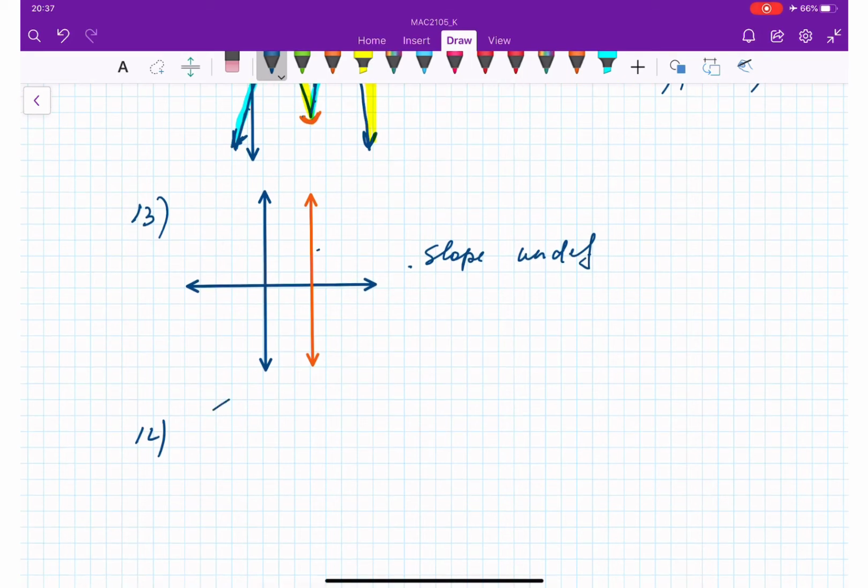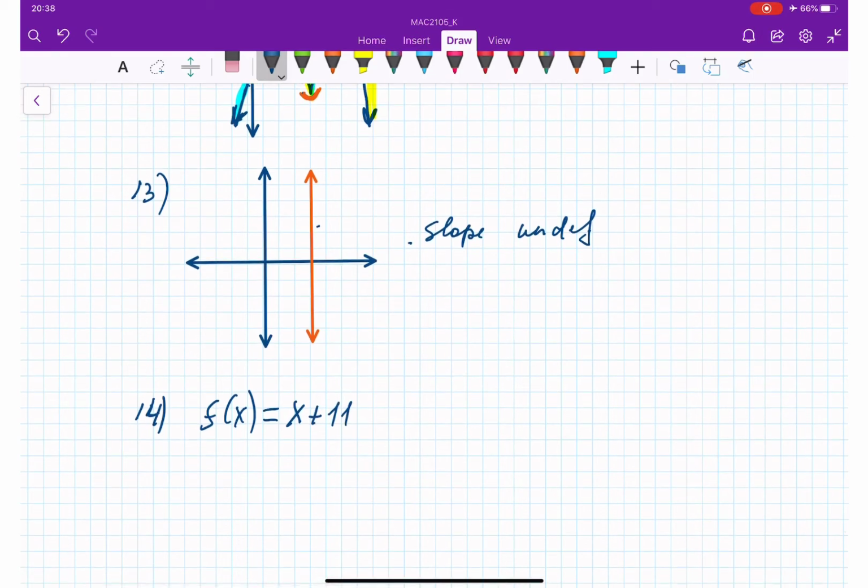We have f of x equals x plus 11. Okay, we need to graph. Let's graph it. How are we going to graph? We always start with the variable-free term, right? Which is this one, the Y-intercept. Plus 11, let's assume this is 11.